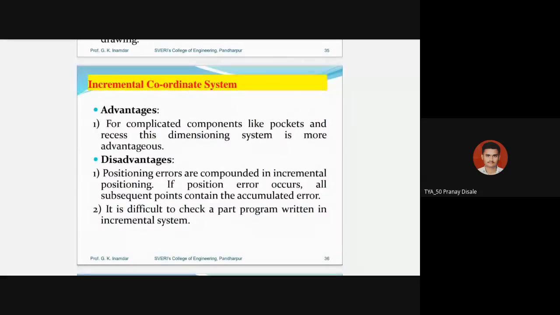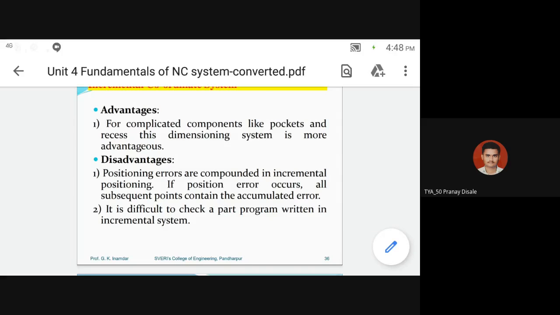Some disadvantages are also available here. Disadvantages: positioning error and compounded incremental position. If a position error occurs, all subsequent positions contain the accumulated error. Definitely, because here we are depending on every location. But in the previous one, we are considering origin. Every time we take the distance from origin.